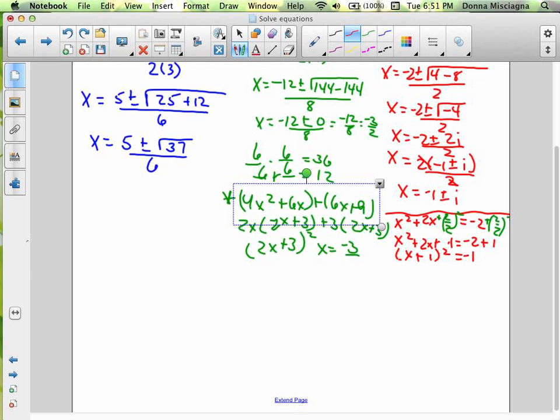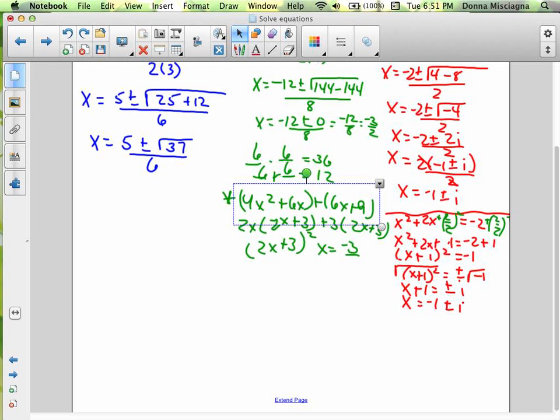Equals negative 1. Take the square root of both sides. Don't forget plus or minus. Square and square root cancel. This is x plus 1 equals plus or minus the square root of negative 1, which is i. Subtract 1 from both sides. x is negative 1 plus or minus i.